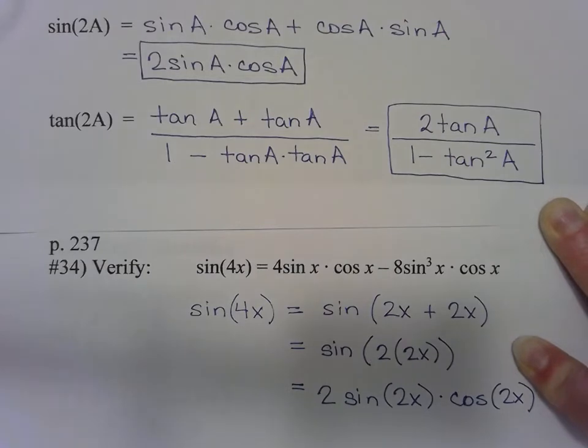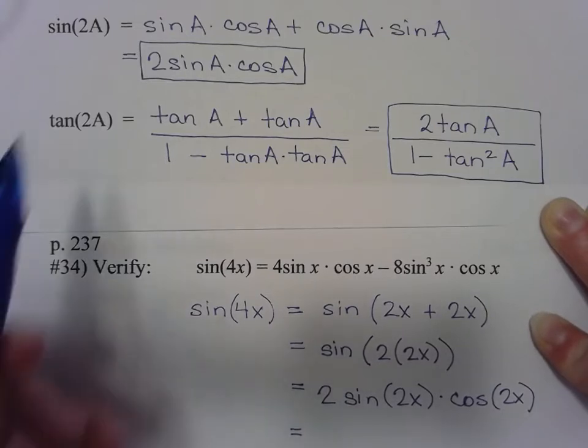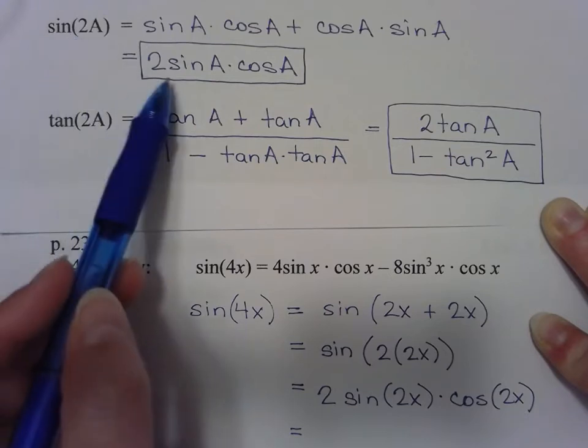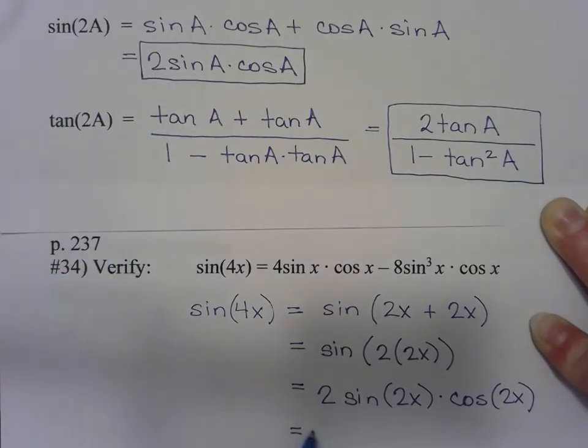Now I can maybe do that one more time. Okay, so let's do that. Now I have just the sine of 2x, which really is going to give me this formula again. So see if I can squeeze all this in here. This will be 2 times the sine of x times the cosine of x.